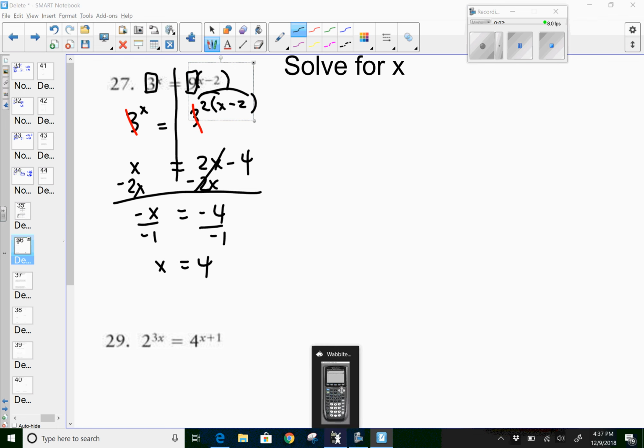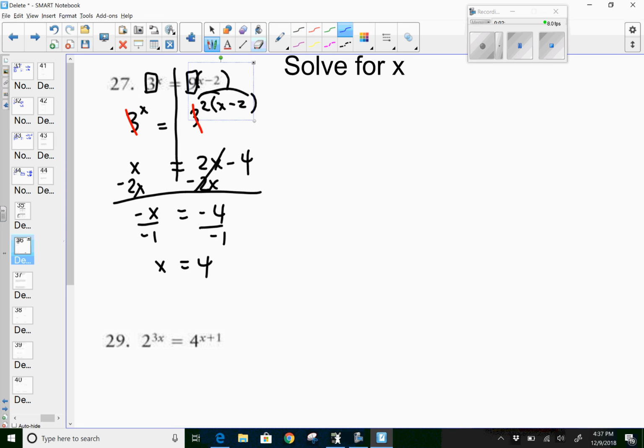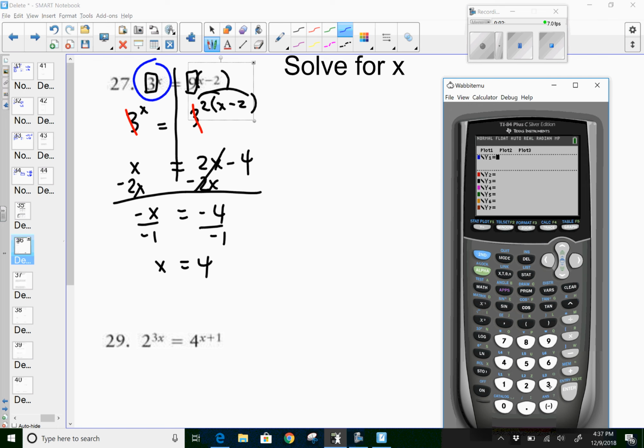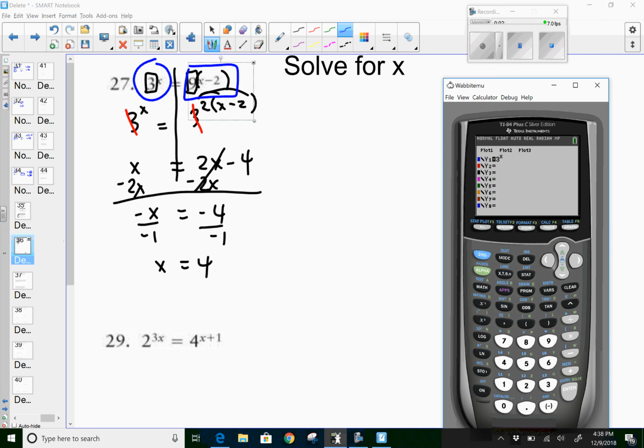I told you I would show you how to do this on the calculator just to check as well. So you go here to your calculator. Let's clear what's there. Under y1, I'll do this in blue so you can see it. Under y1, you're going to put exactly that, 3 to the x power. And under y2, you're going to type this in: 9 to the x minus 2. And then you're going to go to graph. What you're doing is basically looking to see where the two graphs intersect.